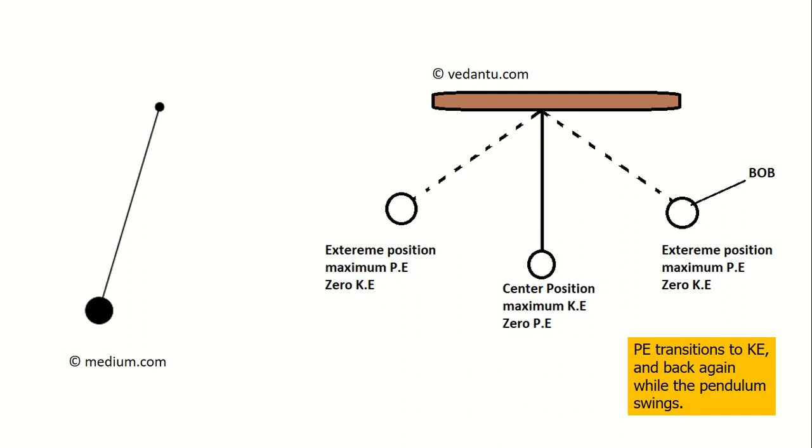Meanwhile, KE is least or zero at those points since the pendulum would stop for a while before swinging on the other side. However, as the pendulum approaches the central position, its potential energy decreases and turns into kinetic energy. The KE is greatest at that position, while PE is zero. This is a simple demonstration of how energy can be transformed from one form to another.